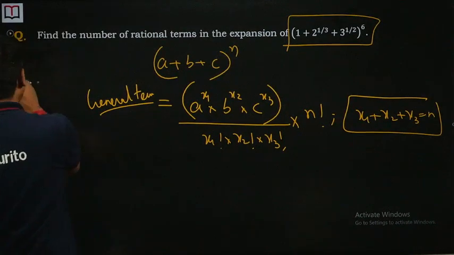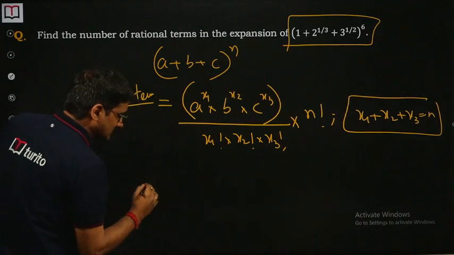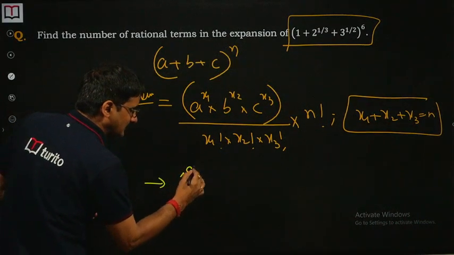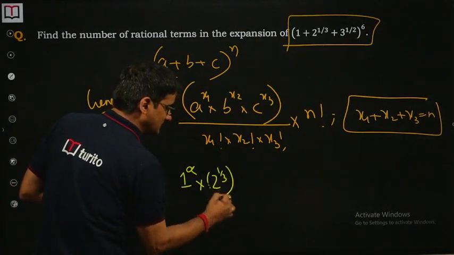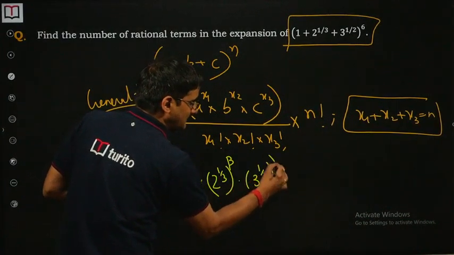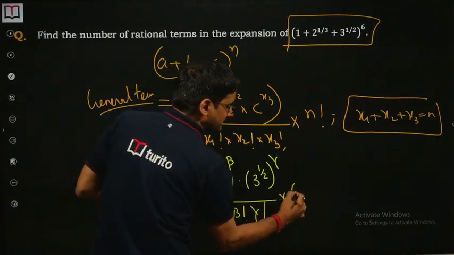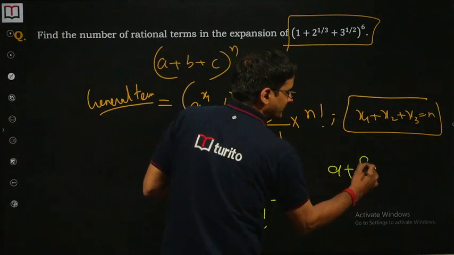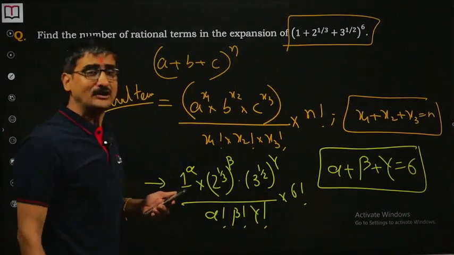Okay, now let's do it for the given question. So a is 1, so the general term is 1 raised to the power alpha, and then 2b raised to the power beta, and then c is 3 raised to the power half, raised to the power gamma, upon alpha factorial, beta factorial, gamma factorial into 6 factorial. Nothing else matters other than this. That's the key.